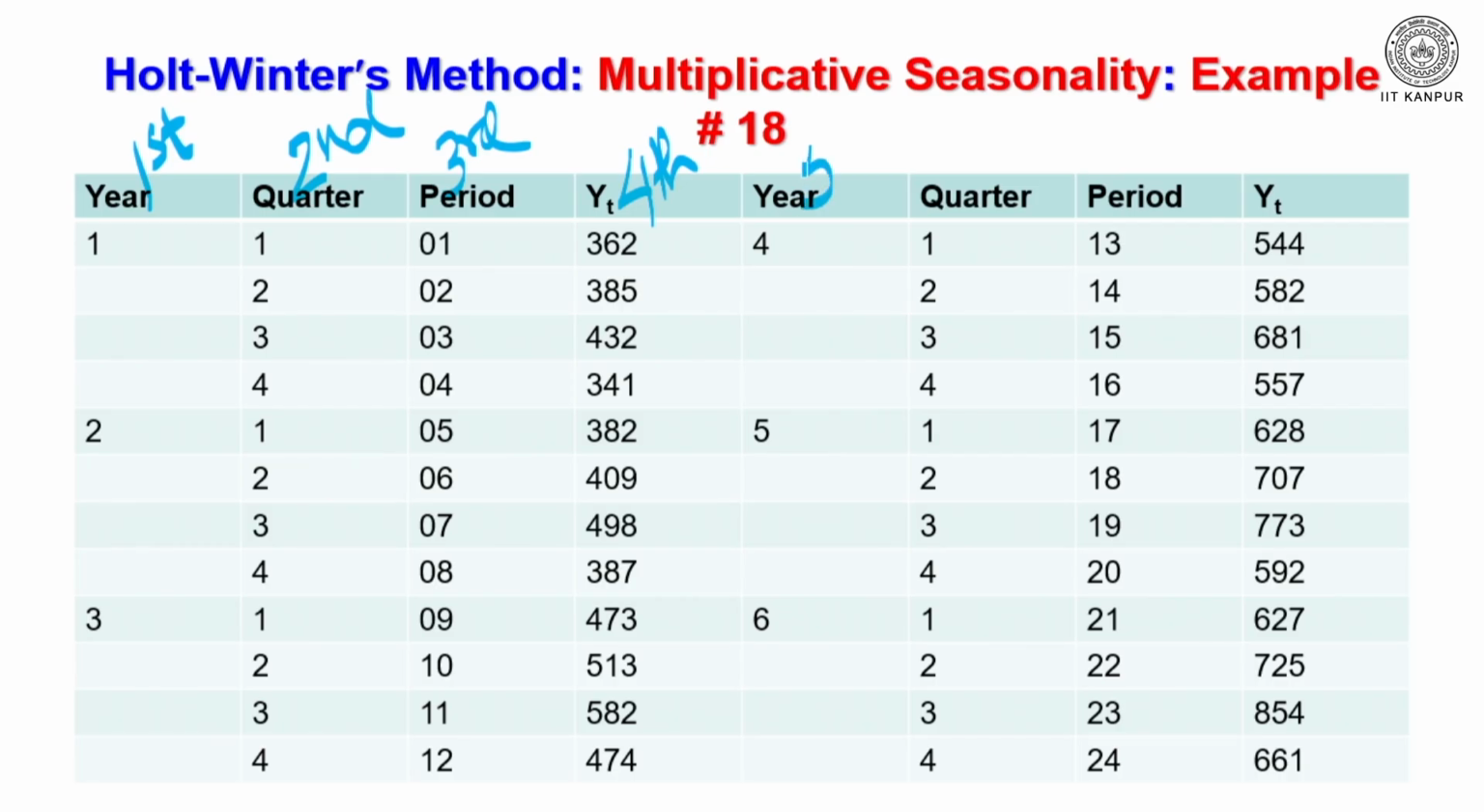The fifth, sixth, seventh and eighth columns are the repetition respectively of the first, second, third and fourth columns, because the fifth column is the year, the sixth column is the quarter, the seventh column is the period and the eighth column is the actual value. So, actually you have 6 years of data. If I consider the quarter, it is 6 into 4, 24 data points.